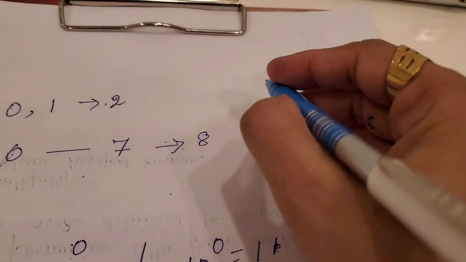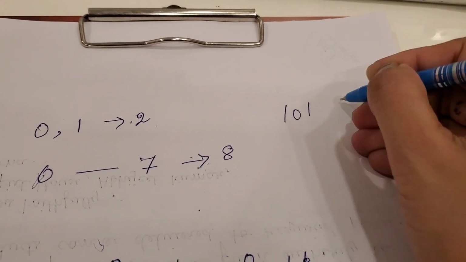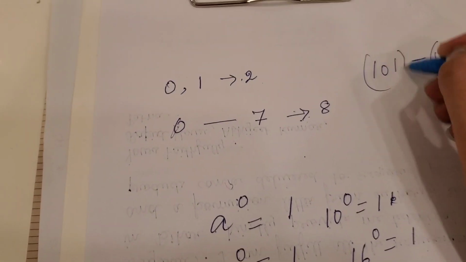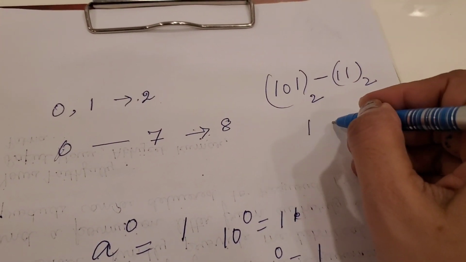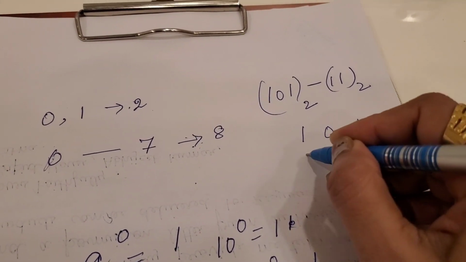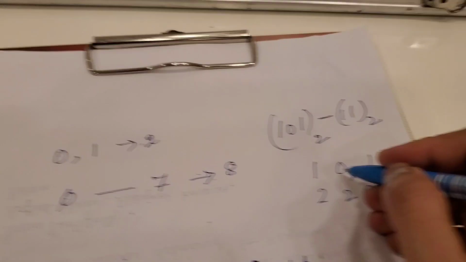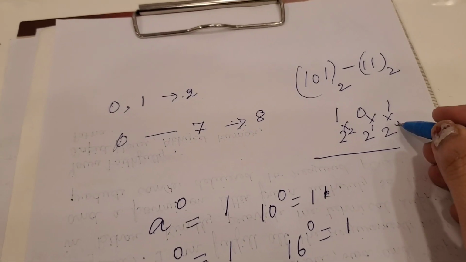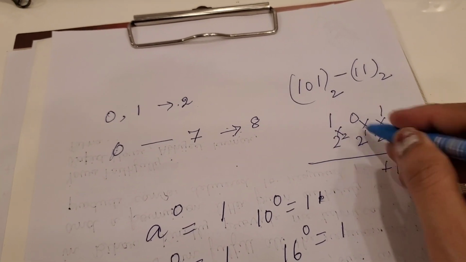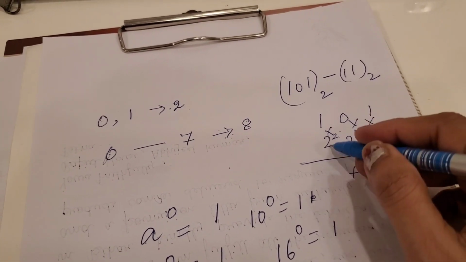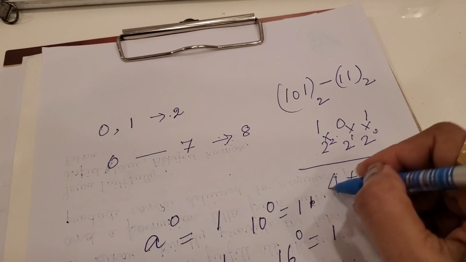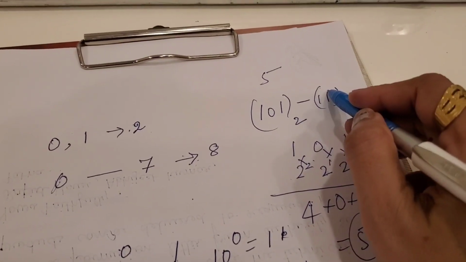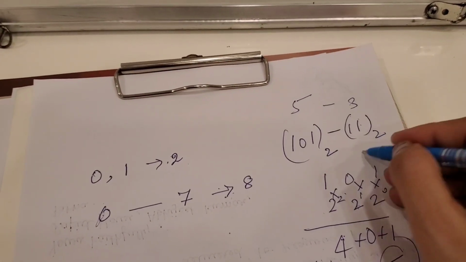Whenever you get a number, for example, I have the number 101 and I have to subtract 1 1. Suppose this is my binary number. What I will do is solve this 101 as a normal number. So what answer comes? 2 to the power 0 is 1, and 1 into 1 is 1, plus 2 to the power 1 is 2, this will become 0, and 2 to the power 2 is 4. So my answer comes 5. So this number is actually 5, and this 1 1 is 3. So 5 minus 3 is 2.